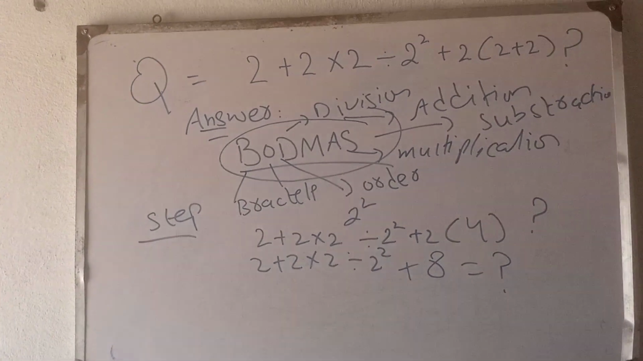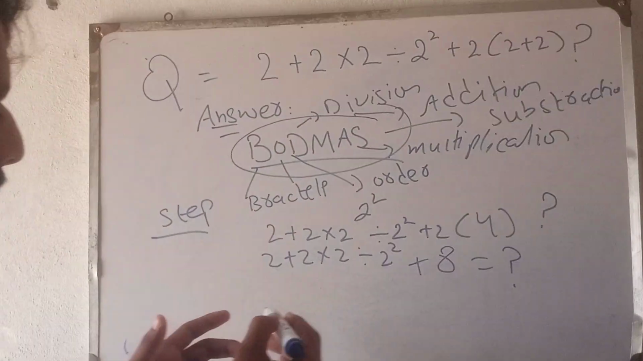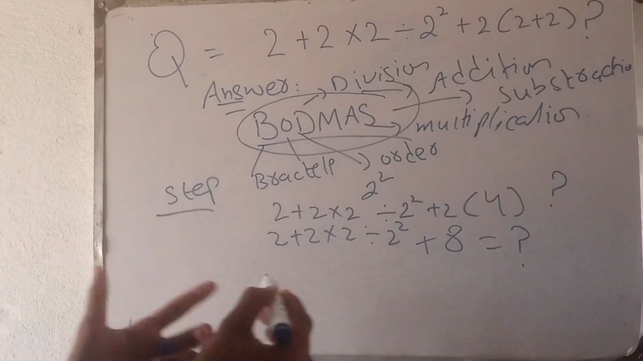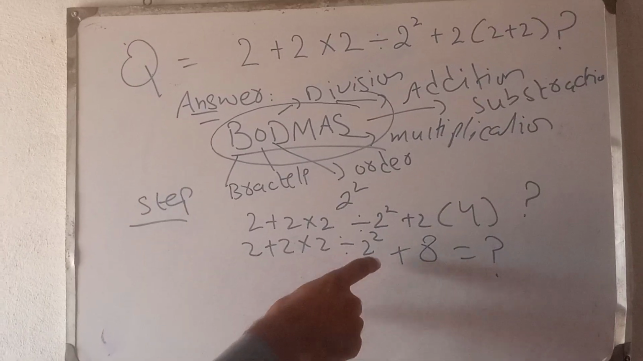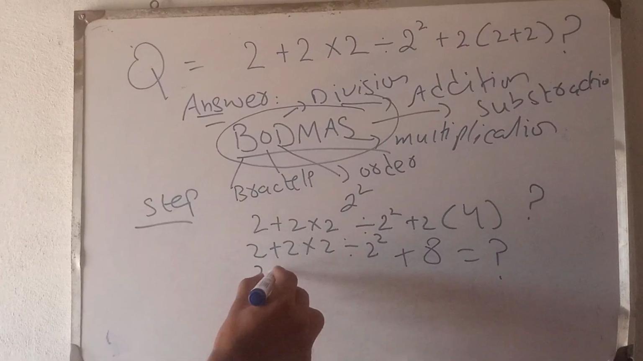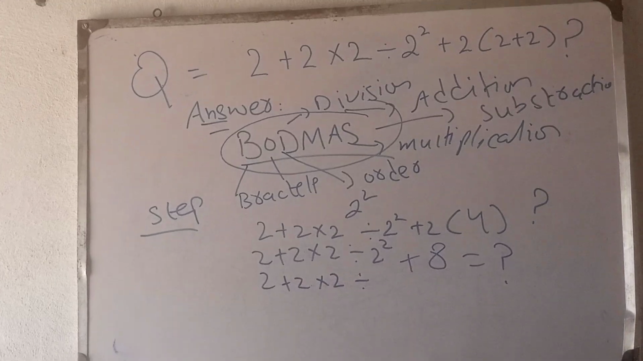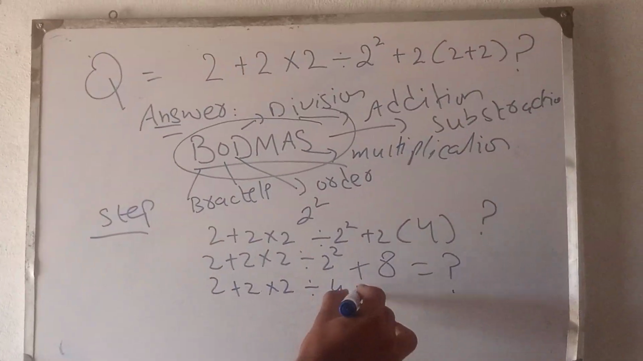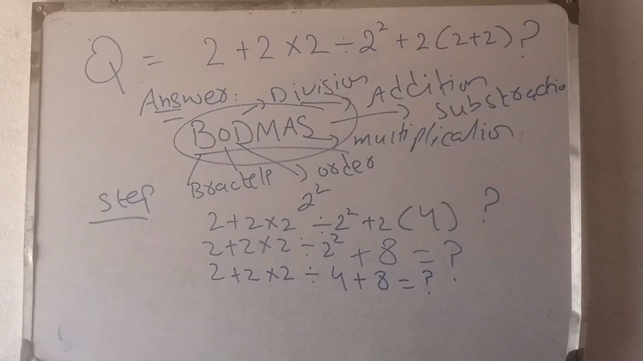Now we will look at the next, orders. So we check whether our question contains orders. Yes, we have a 2 to the power 2. That is the order. First we follow this. Then 2 plus 2 multiplied by 2 divided by 2 to the power 2 is equal to 4 plus 8 is equal to question mark. Our orders are over.